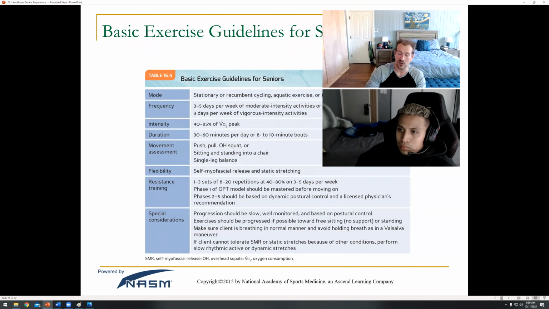If I do want to do a training split, I'll do A and B. I'll do 2 total body days and go A, B, A, and then next week B, A, B, and just alternate between A and B. But usually I do an ABC split.